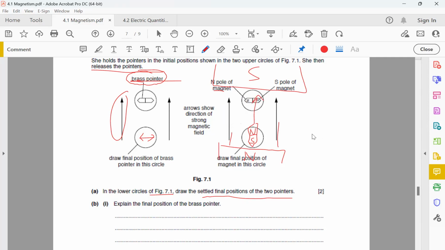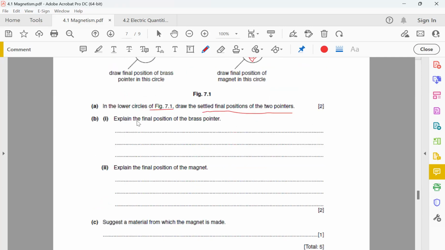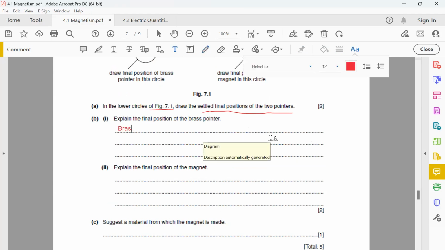So you're supposed to draw a vertical position of the compass, guys. The north will be pointing on top and the south will be pointing at the bottom, right? And this is exactly why you need to explain the final position of the brass pointer here. You're going to say, brass is a non-ferrous metal. It will not be affected by magnetic field.